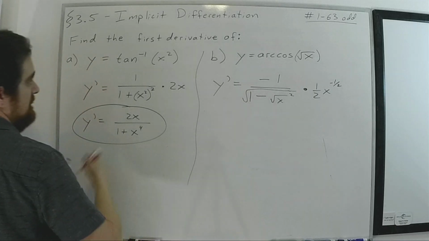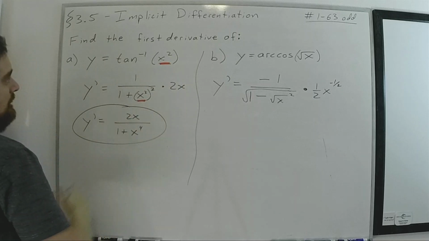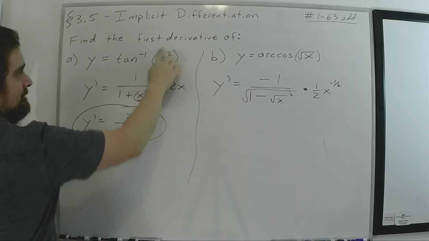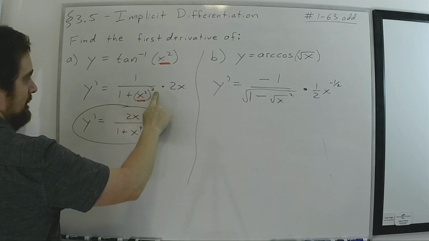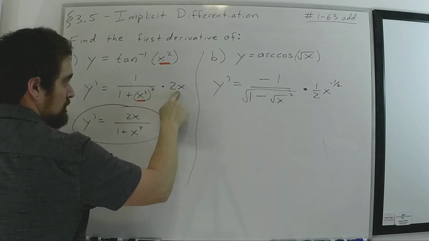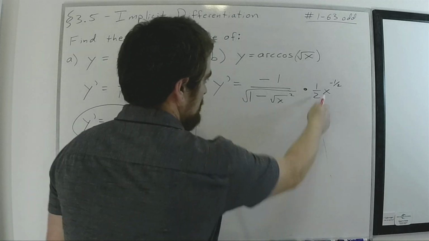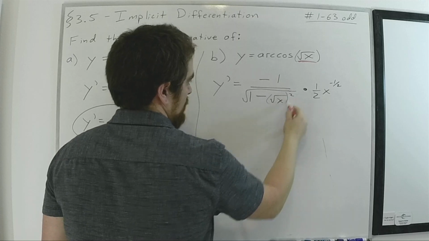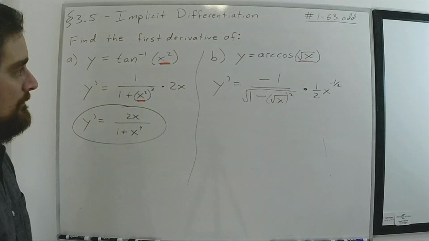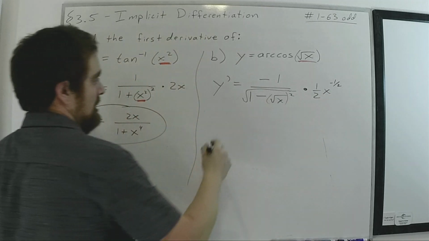Whatever this is inside goes right here. If this was tangent inverse of smiley face, then I would have 1 over 1 plus smiley face squared. But I'd have to use chain rule because I don't know what the derivative of smiley face is, right? So same thing over here. Whatever this is in here goes right here and gets squared. But then chain rule says you also have to multiply by the derivative of whatever that inside was.